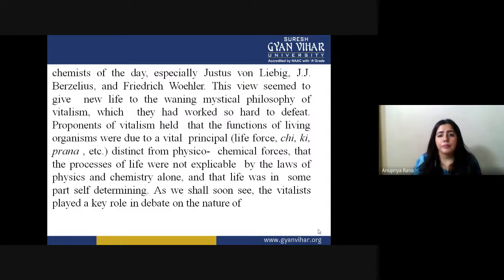That's why other scientists like Justus von Liebig, Berzelius, and Friedrich Wöhler had a different view of life, or you can say they did not believe in these things.